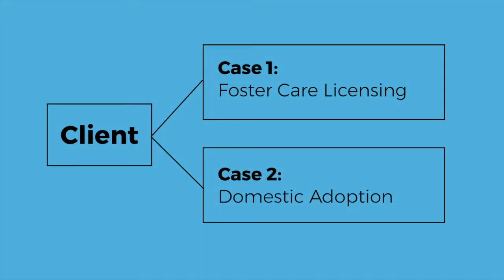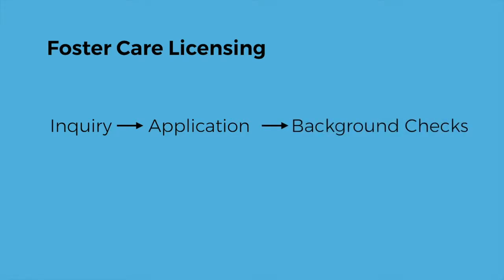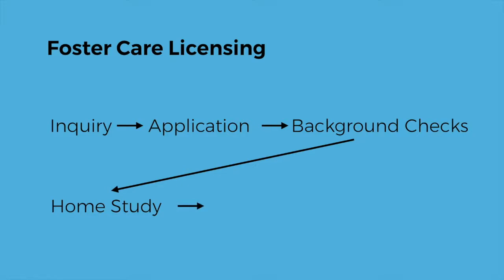Here's an example of the case stages for a foster care licensing case. It begins with the inquiry stage, moves to an application, then background checks, a home study is done, the family completes required training, and it ends with the family being licensed. That's the ideal progression of the stages, but each of these stages could have a few outcomes.